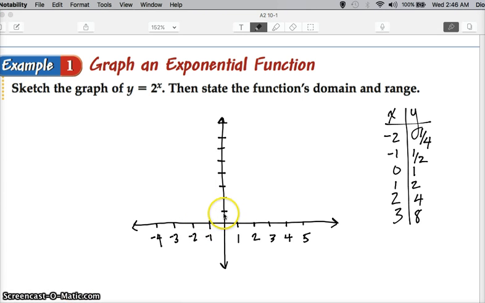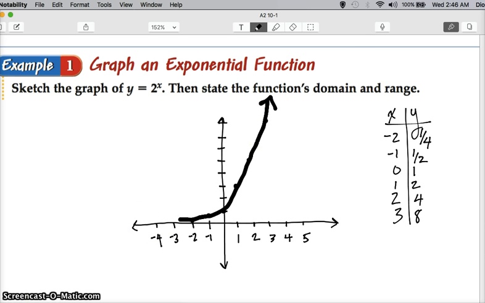So at -2, we're at 1/4, so we're close to the x-axis. Here we're at 1/2. We cross through the 1 on the y-axis. 1 is going to give us 2, and you can see we've got this increase. 2 is going to give us 4, 3 is going to give us 8, and we have this kind of function here. And so that's what our graph looks like.